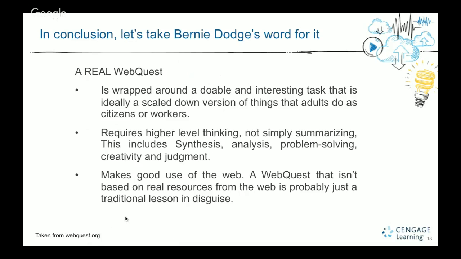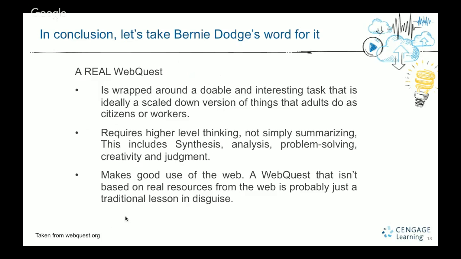So in conclusion, let's take Bernie Dodge's word for it. A real WebQuest is wrapped around a doable and interesting task that is ideally a scaled-down version of things that adults do as citizens or workers. Remember, we are mentoring digital citizens, okay? So this is very, very important. We need to teach them how to do things as if they were real citizens or workers, okay?